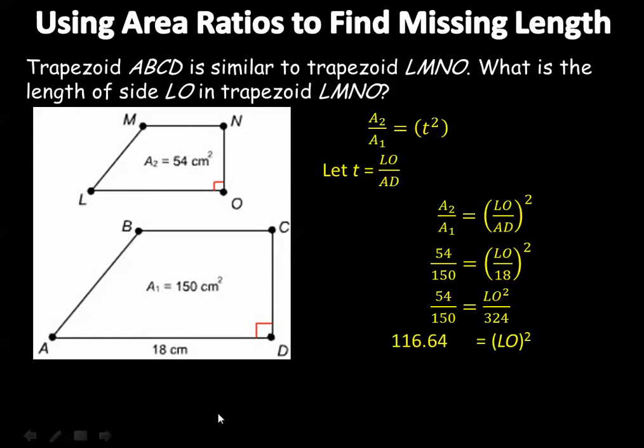Now we cross multiply. 54 times 324, and 150 times LO squared gives me 150 LO squared. But I've obviously skipped a step here. I've gone ahead and worked out the math. So 54 times 324, let me get my calculator here. 54 times 324 gives me 17,496. Let me write that in right here.